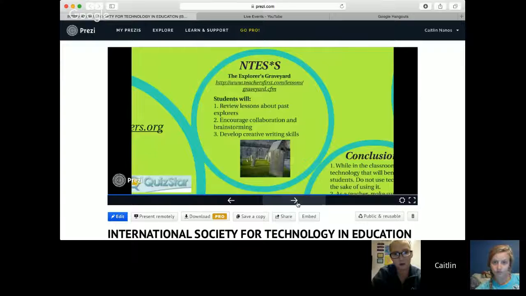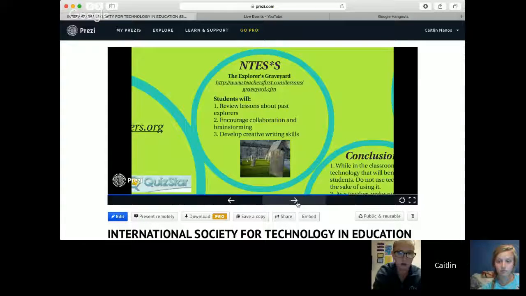So the student standard, to go along with the second student standard, is the Explorer's Graveyard. What this is, students will be able to review lessons about explorers from the past, maybe the 1800s or 1900s. And what this does is encourage collaboration and brainstorming amongst the students. They're able to present their own ideas and get feedback from either other teachers or fellow students. And it allows them to work in groups. It also helps them to develop their creative writing skills, which is a very important task in the classroom.